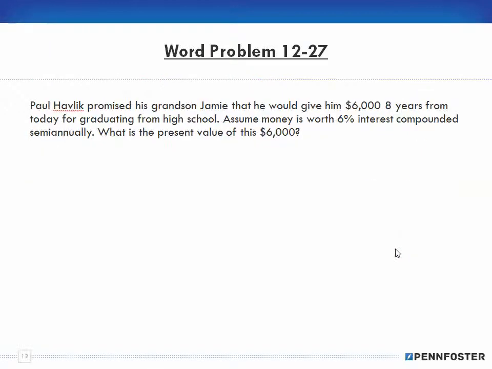Right, let's see here, 27. Paul Havlik promised his grandson Jamie that he would give him $6,000 8 years from today for graduating from high school. Right. Future value, time frame. Assume money is worth 6% interest, the rate compounded semi-annually. What is the present value of the 6,000?